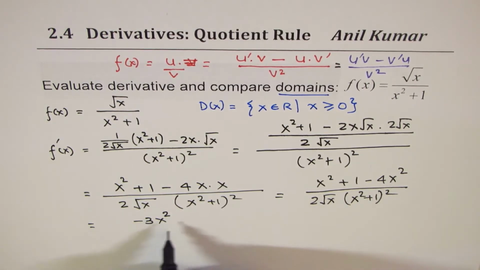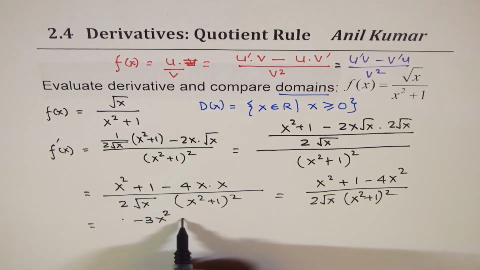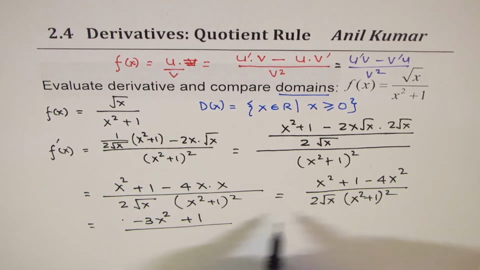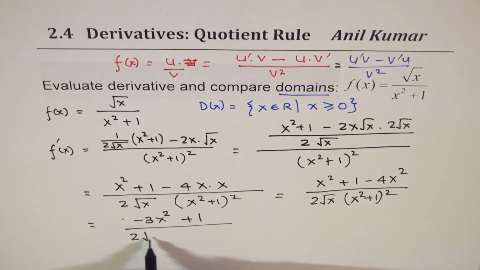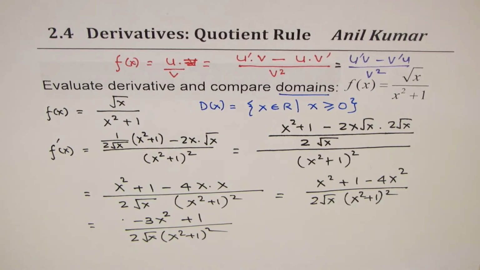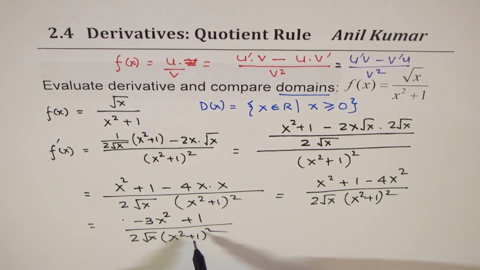We could write plus 1 first, okay, but it's good to write this first, over all this, which is 2 square root of x times x squared plus 1 whole square. Do you see that? So that is how you could simplify it further. Now that becomes your derivative.